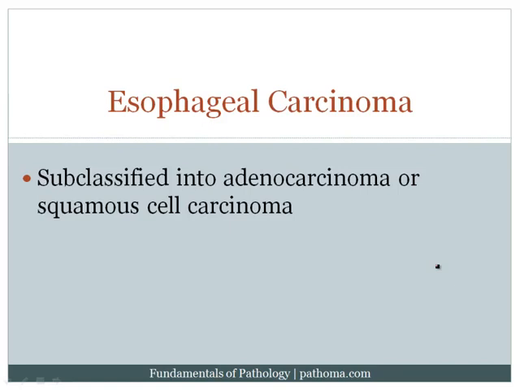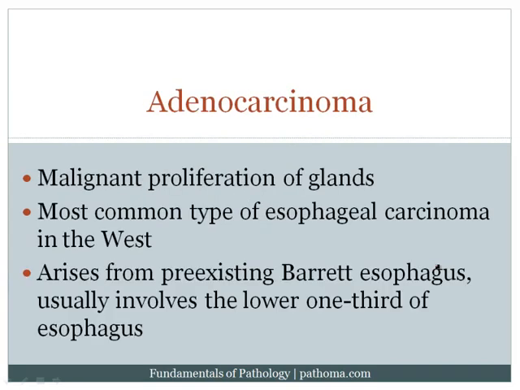Now, what I can tell you about adenocarcinoma is that it is the most common type of esophageal carcinoma in the West. So that's the summary of adenocarcinoma. Most common type of esophageal carcinoma in the West arises from Barrett's esophagus, lower one-third of the esophagus. So once you understand the basics about adenocarcinoma, let's quickly review what I say in the book. I say adenocarcinoma is a malignant proliferation of glands, most common type of esophageal carcinoma in the West, Barrett's esophagus, lower one-third.